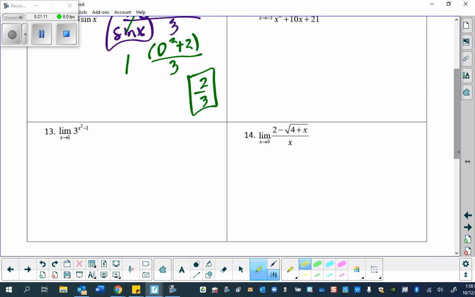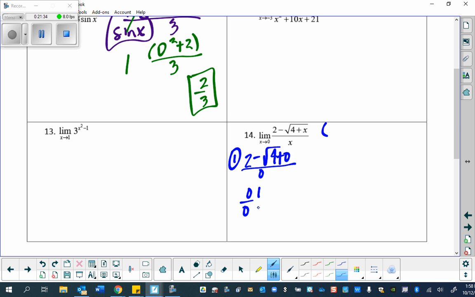Number 14. All right, so when I look at 14 on 2-4, I see a conjugate. So if I do step 1 and plug 0 in first, 2 minus the square root of 4 plus 0 over 0 is going to give me 2 minus 2, which is 0 over 0, and that's my problem.